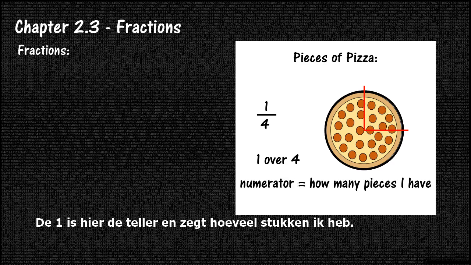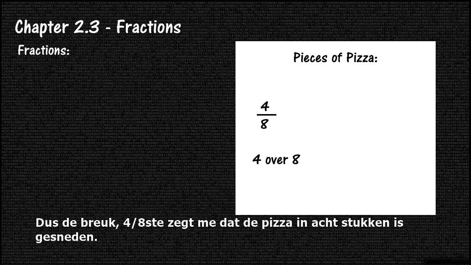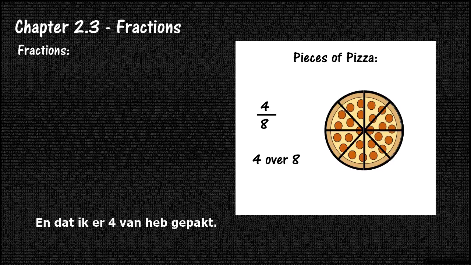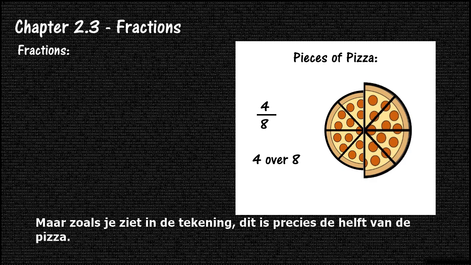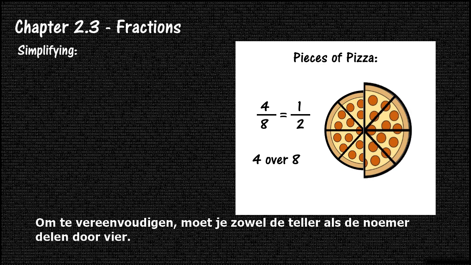The 1 is called the numerator and tells me how many pieces I have. The 4 is called the denominator and tells me how many pieces make up the whole pizza. So this fraction, 4/8, tells me that the pizza has been cut in 8 pieces and that I took 4. But as you see in the picture, this is exactly half of the pizza. The fraction 4/8 can be simplified to 1/2. To simplify, divide both the numerator and the denominator by 4.